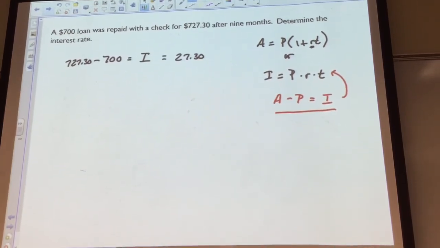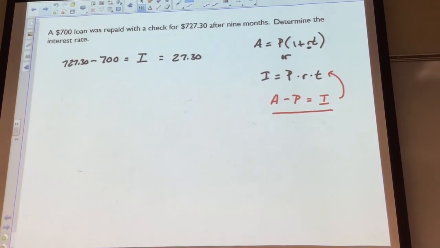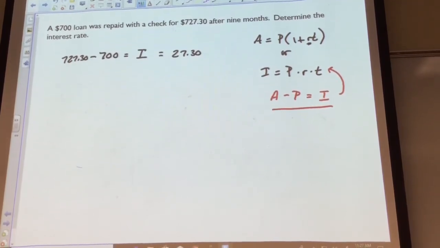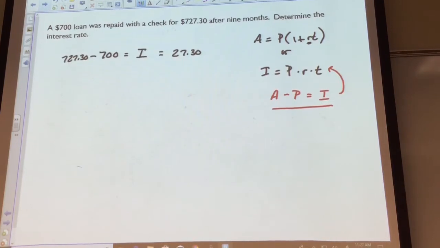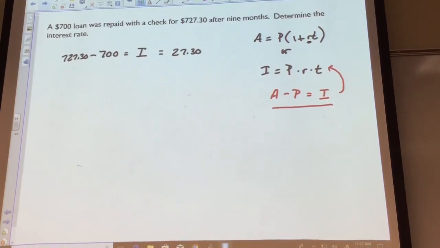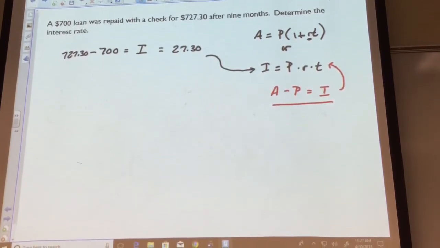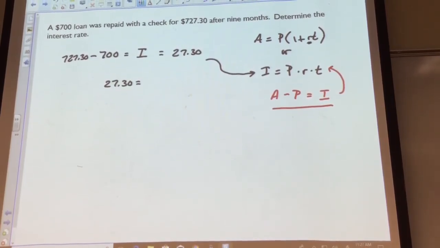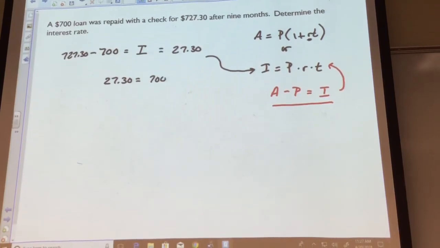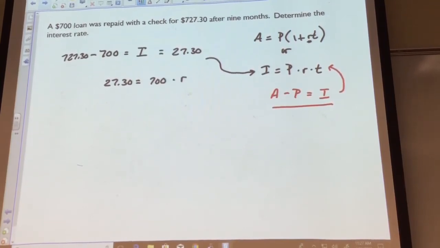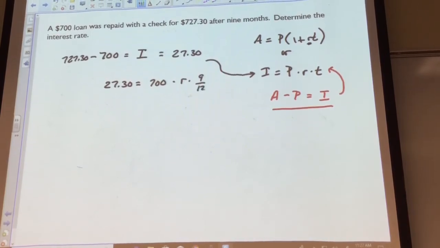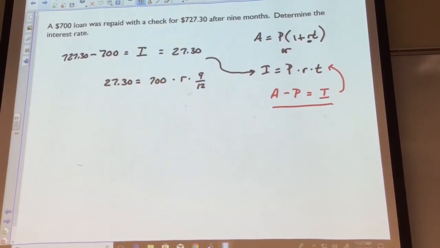But one thing I know is not true, if you drop that $727.30 in there for the I value, it's going to be wrong. And you will not get much credit because you didn't approach the problem right. So now we have enough information to come back and use this formula. So $27.30 is what we get by starting our $700 times an unknown interest rate for 9 out of the 12 months of the year.